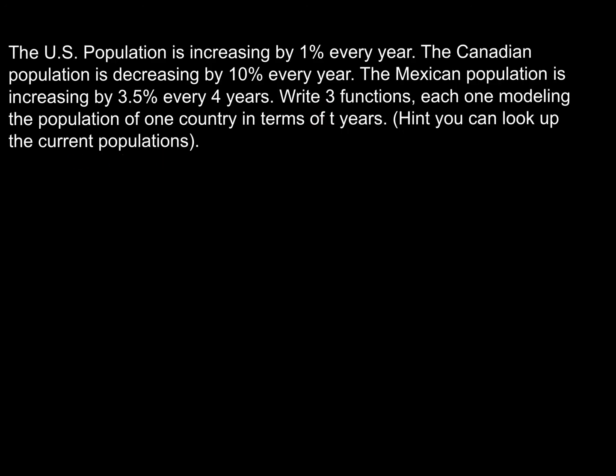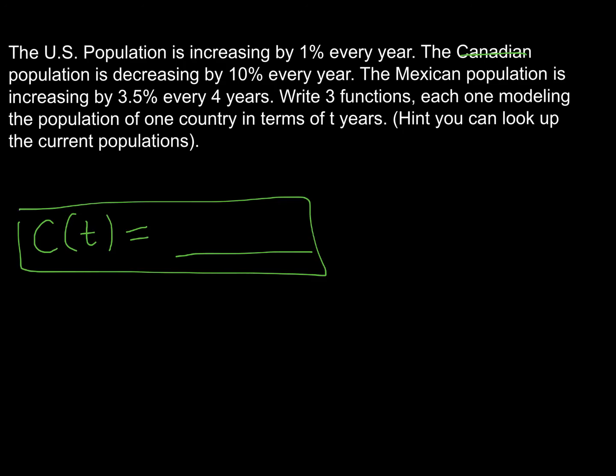And you can look up the current population if you need to. Okay? So you need to write out 3 different functions. And what I want you to do is in your comment, you need to post the function that you are going to use for Canada. So let's just call that C of t for Canada. That needs to be a function that you post in your comment. All right, so I'm going to look for all of these in your notes, but post your function for Canada in the comments, and also a question that you have or an answer to someone else's question.